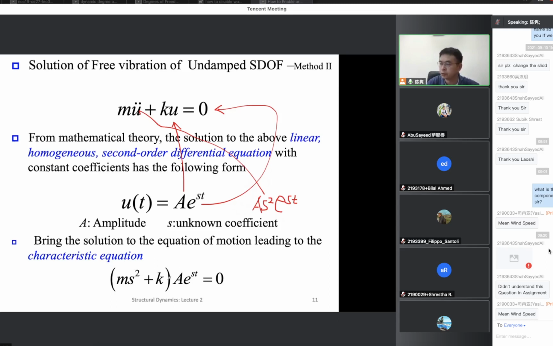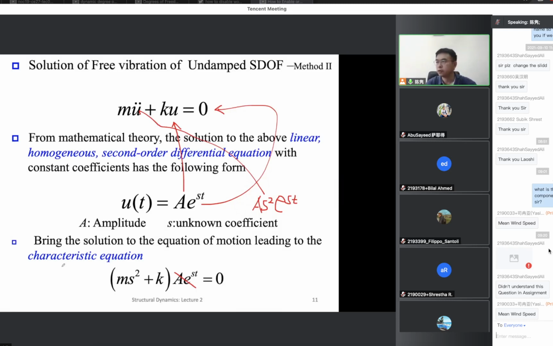The A cannot be zero, because if A is zero, the structure doesn't move. So it's a solution, but a meaningless solution. We cannot allow A to be zero. And this exponential function cannot be zero. From the mathematical theory, e^(st) is never zero. So this one can be cancelled, and we have this equation here.